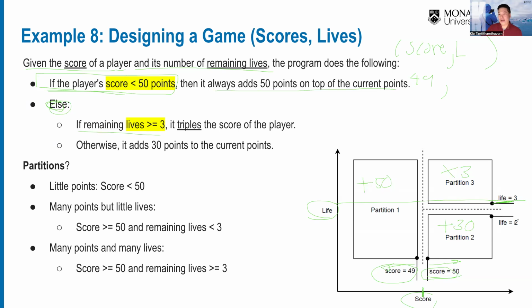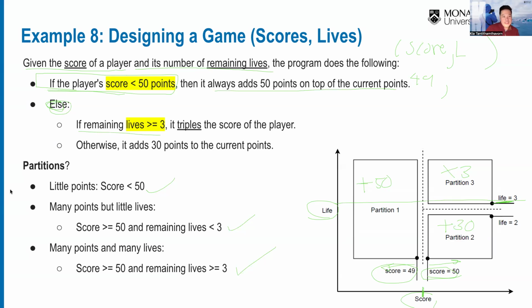Make sense, everyone? So how many test scenarios do we have here? Three. I have too little points, so I don't need to think about the remaining lives at all. I have some points over 50, but too few lives. That's a scenario, another partition, and that's another partition. When you draw this kind of analysis, it helps you to break down and come up with the test scenarios really well.